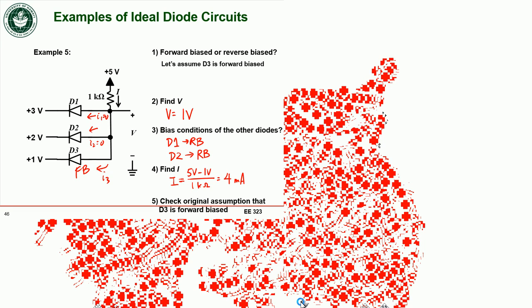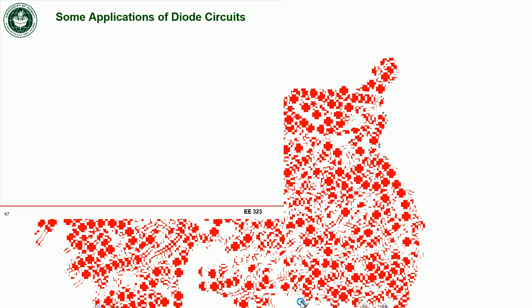That's how you can use the ideal diode model to quickly figure out what's going on in diode circuits. So besides the digital logic example that we looked at, there's a lot of other applications for diode circuits, and we'll be going through some of them.